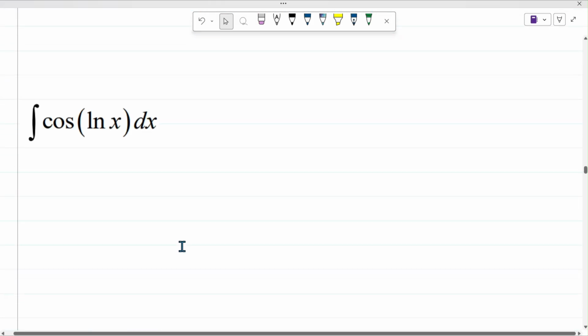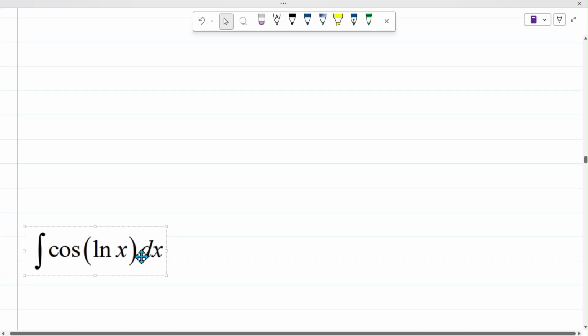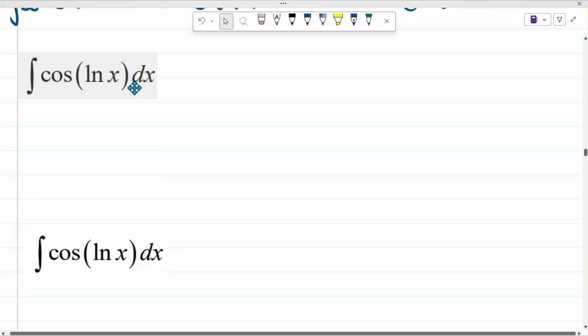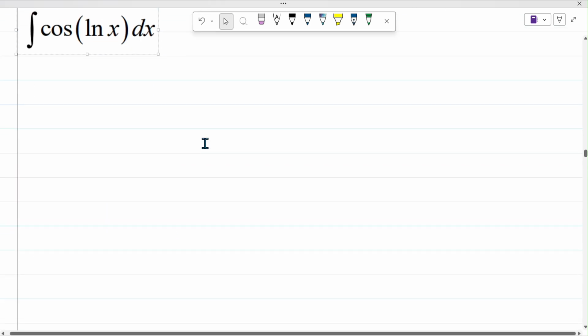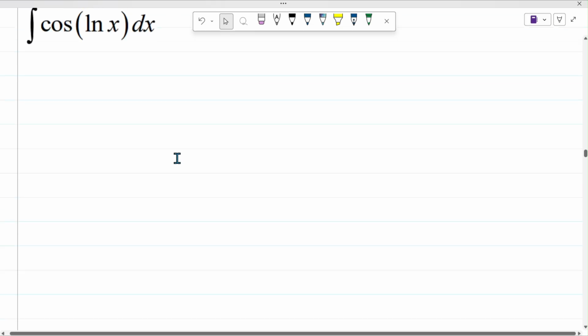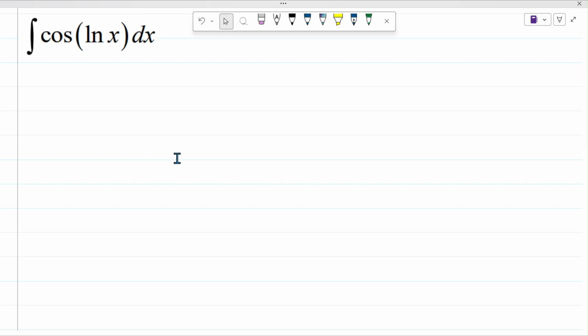So let's quickly go to another question. We see what damage we can do to this question. All right. Okay, we've got this type of question. Now we are supposed to integrate cos of ln of x dx. Cos of ln of x dx.